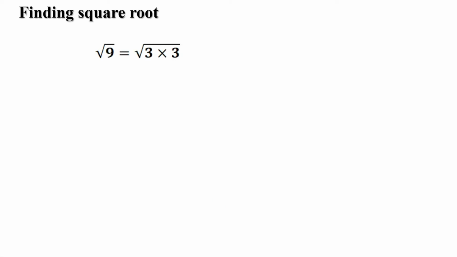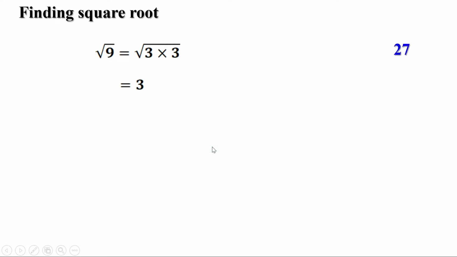One method is factorization method. 9 equal to 3 into 3. Therefore, root of 9 equal to root of 3 into 3. There are two 3's within this root sign. So, we can take 1 out of the root sign. Then we get root of 9 equal to 3.